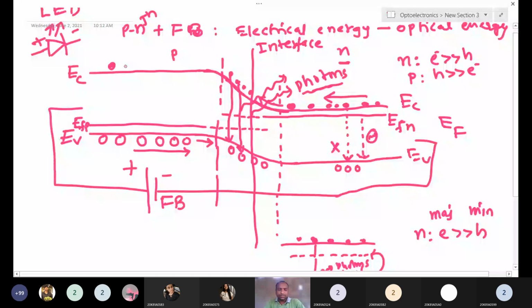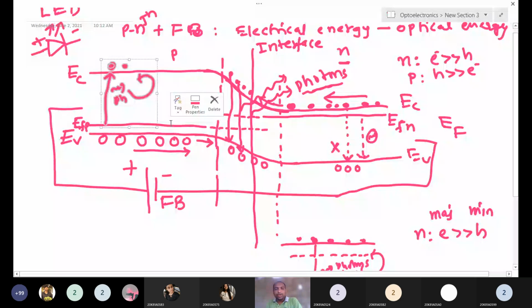That is why our active area is only the depletion region. This is our only active area. The space charge region is the only active area that emits the photons. Okay, this is the process of getting the photons.